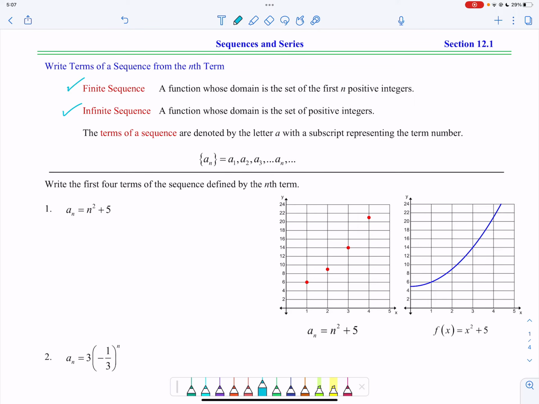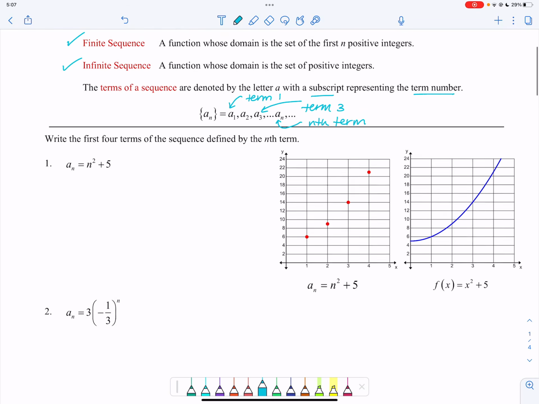The terms of a sequence are denoted by the letter A with a subscript representing the term number. So as you can see, this A sub 1 is term 1. That's term 3, and so forth. And this is the nth term. Okay, let's see what this is all about.